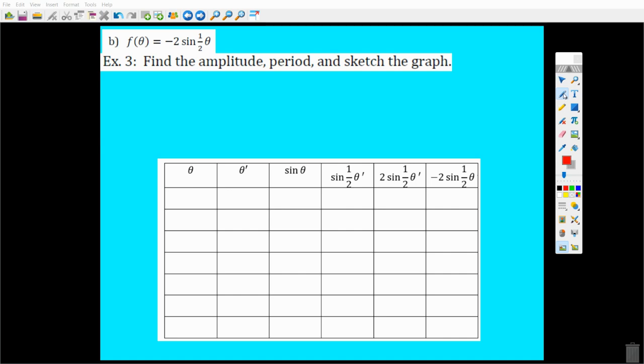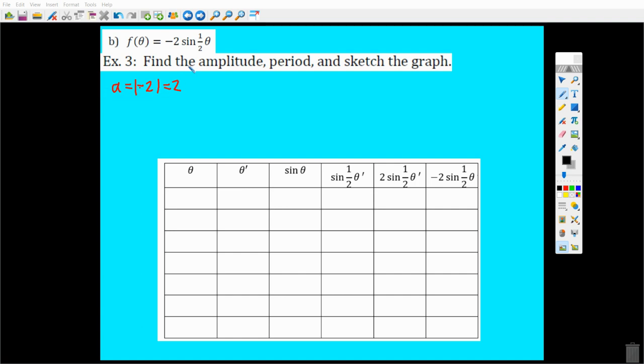Let's go ahead and do the amplitude. Remember, the amplitude is always positive. So in this case, the amplitude equals the absolute value of -2, which is just 2. So this is going to be vertically stretched by 2 units. All right.